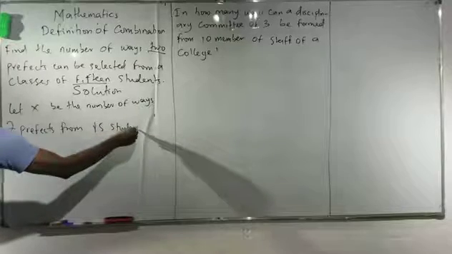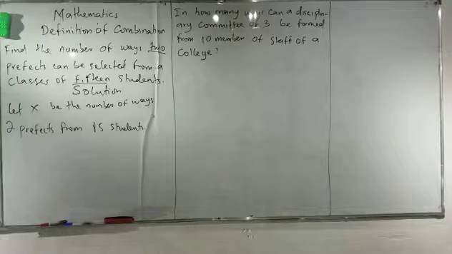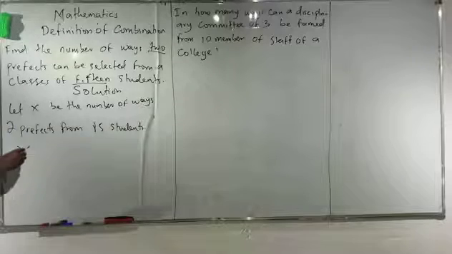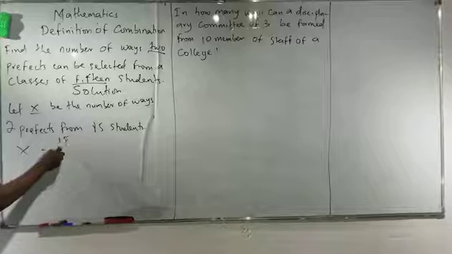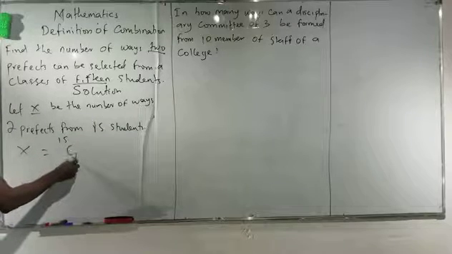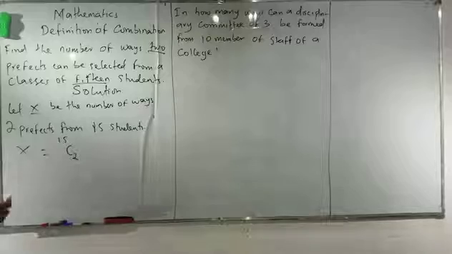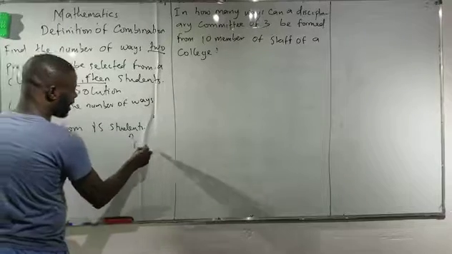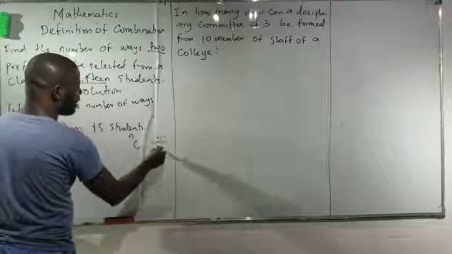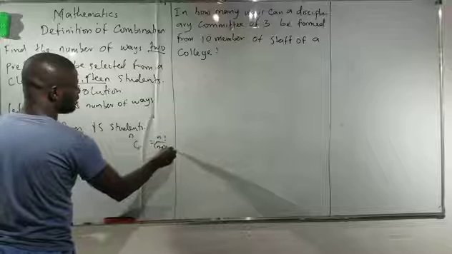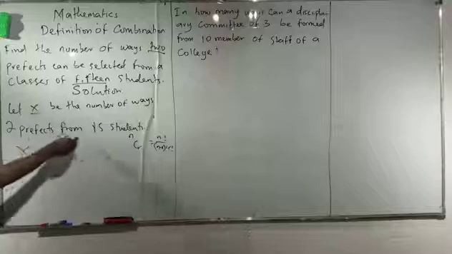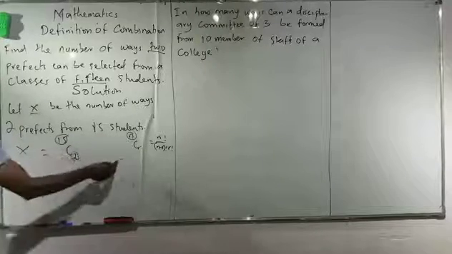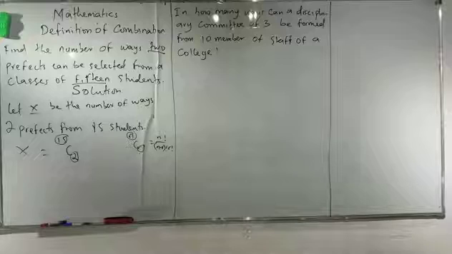What I just need to do now is to say x, the number of ways, equals 15 combined 2. Don't forget that I told you that n combined r equals n factorial divided by (n minus r) factorial and r factorial, which I've just finished. It means indirectly my n equals 15 and my r equals 2. That is what I'm trying to explain there.